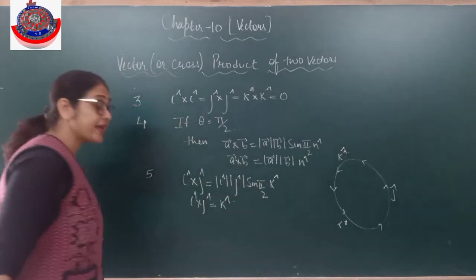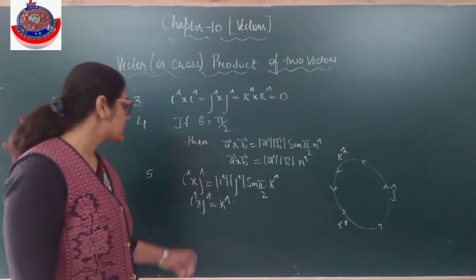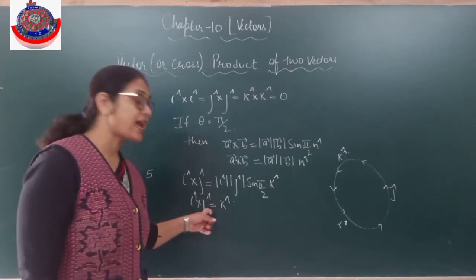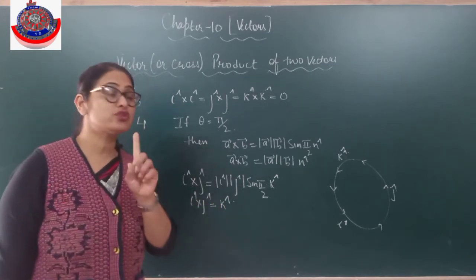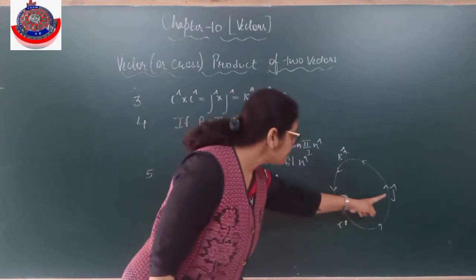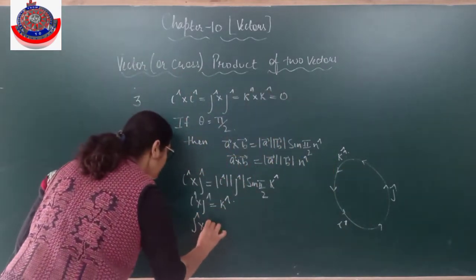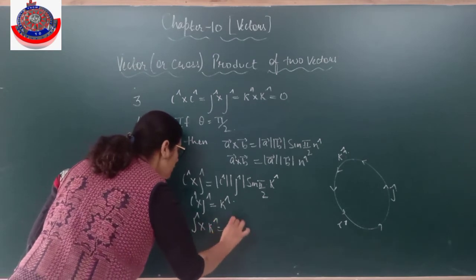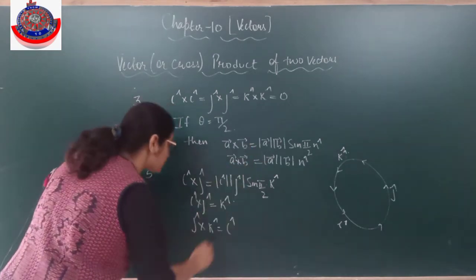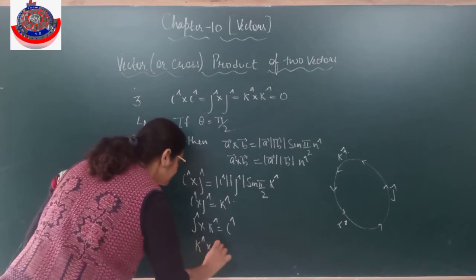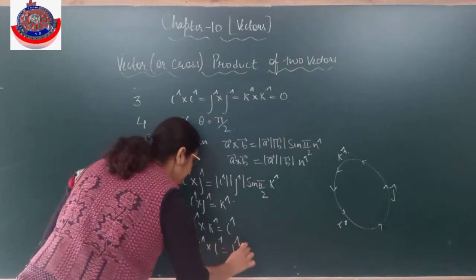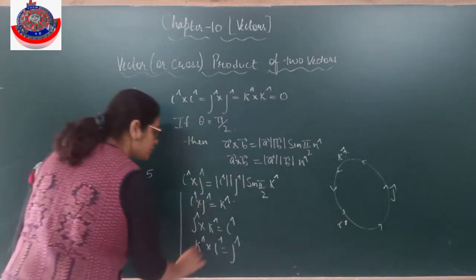Now what result do we get? Again a very, very important result. I cap cross j cap is k cap. But you have to follow the cyclic order. Now what should come? J cap cross k should be equal to I cap. K cross I, do not write it reversed. Understood? This you need to remember.